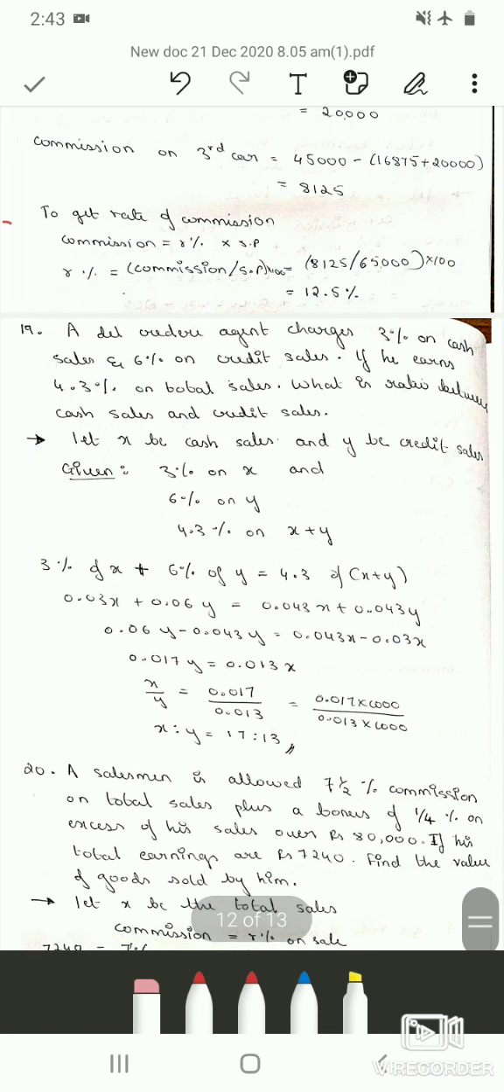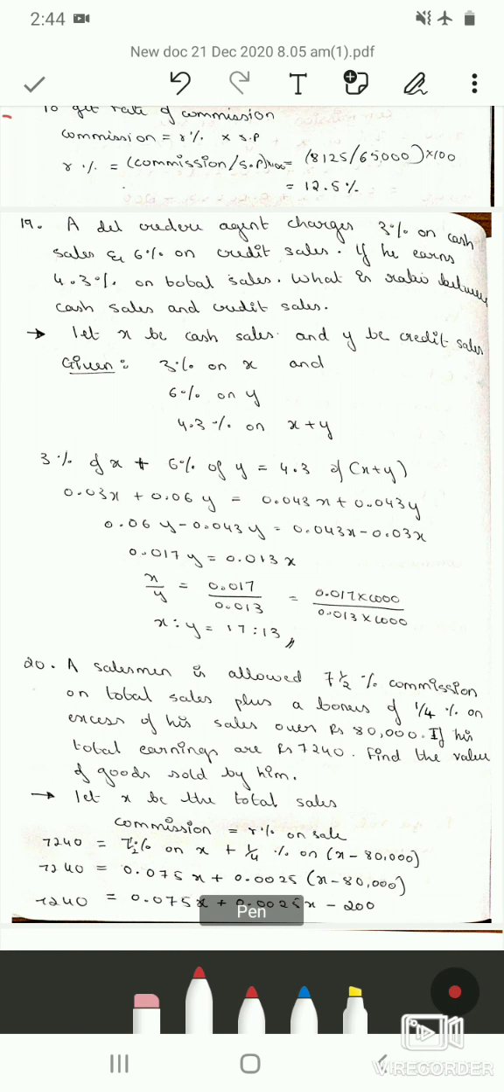So the 19th problem is, a dealer/agent charges 3% on cash sales and 6% on credit sales. If he earns 4.3% on total sales, what is the ratio between cash sale and credit sale? So this is an important problem. The information given is, an agent charges 3% rate on cash sale and 6% on credit sales, and he earns 4.3% on total sales. So we have to find out the ratio between cash sales and credit sales.